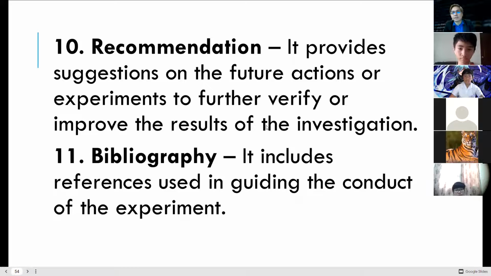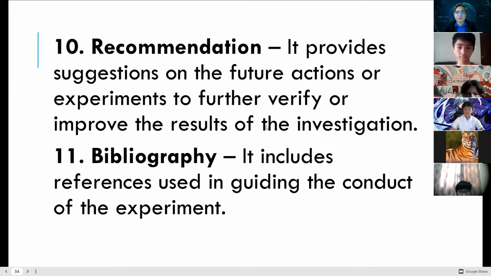Recommendation. What can you recommend? It provides suggestions on the future actions or experiments to further verify or improve the result of your investigation. What can you recommend? Like for example, in the plant in the box, I recommend not to put the plant in the box. Why? Because they cannot actually make their food, and they will eventually die. That's the recommendation.